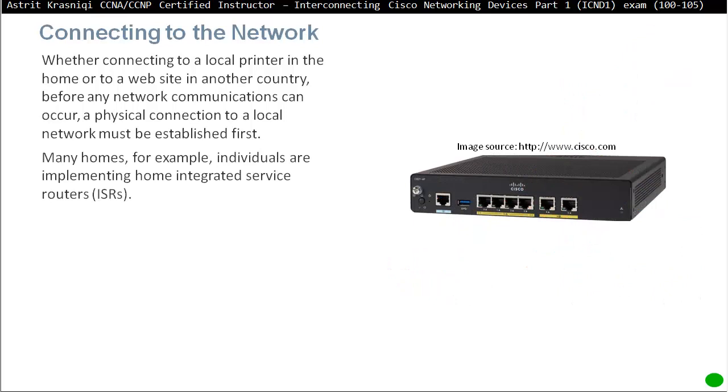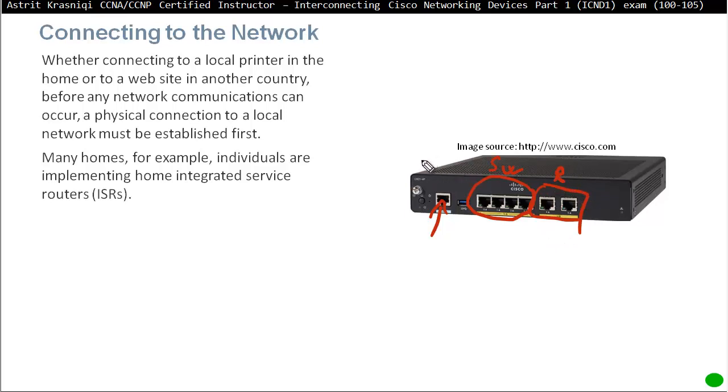Many homes, for example, individuals are implementing home integrated services routers, ISRs. Now, what are these routers? For example, if you look, they will have a console port here to manage. And they will have, for example, 4 ports here as a switch. Then you will have the internet ports or routing ports. So this is like a switch on this side and it becomes a router on this side.